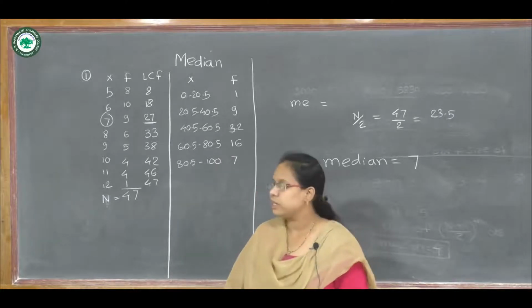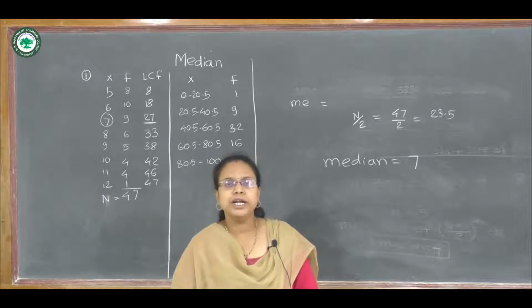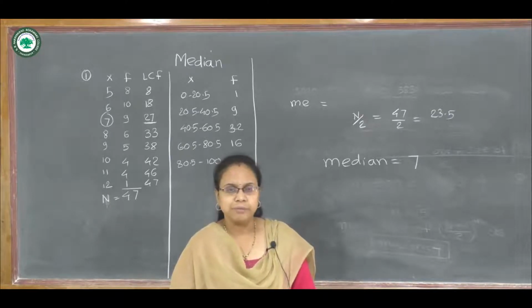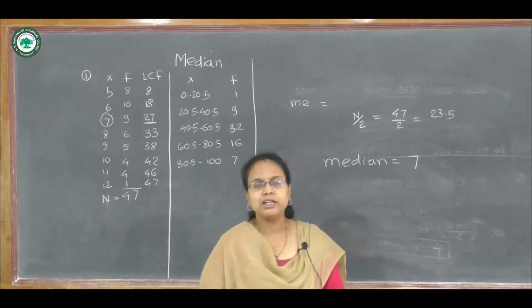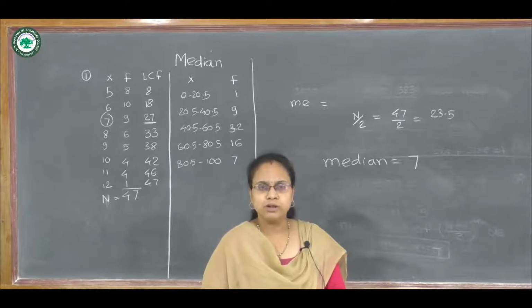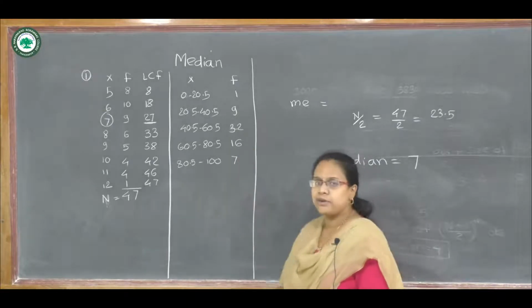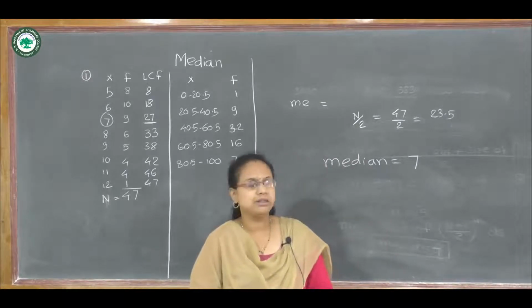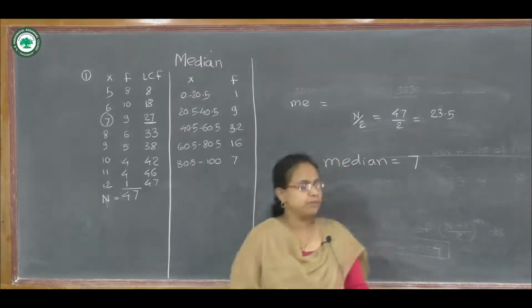So this is actually the discrete frequency distribution. The grouped data may be in the form of continuous type data. Continuous means there are ranges or classes given for the observation X. This is the example I have written. First I will explain how to calculate the median for this type of data. Let's see its formula first.